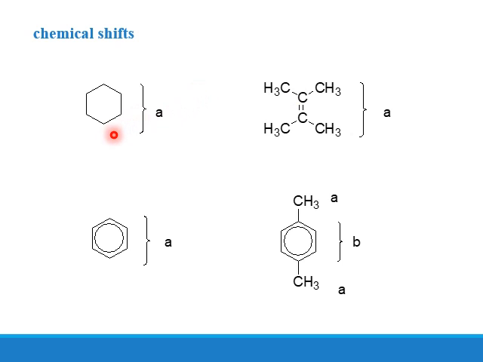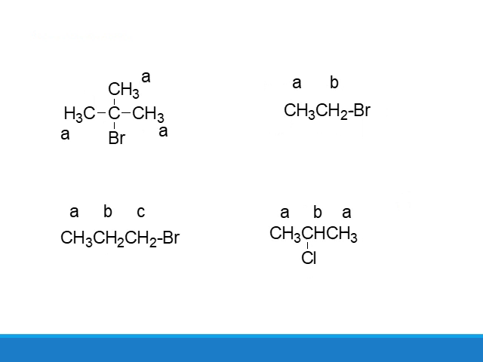Or here you can see, for example, we have just a single type of hydrogen. All of these hydrogens are the same in environment. But here we have two different types of hydrogen, these methyl groups and the hydrogen on the benzene. All of the hydrogens from these methyl groups are the same. Their position relative to the electronegative atom is the same.